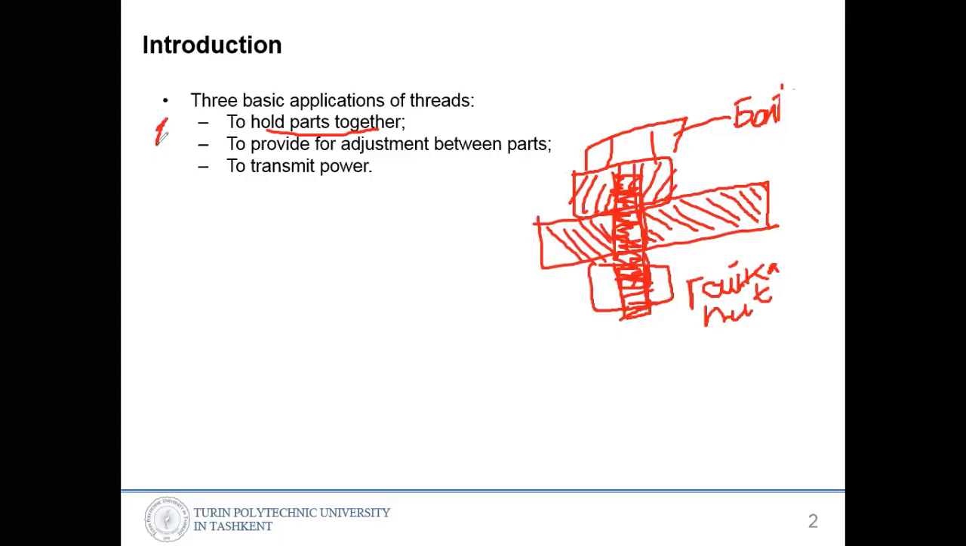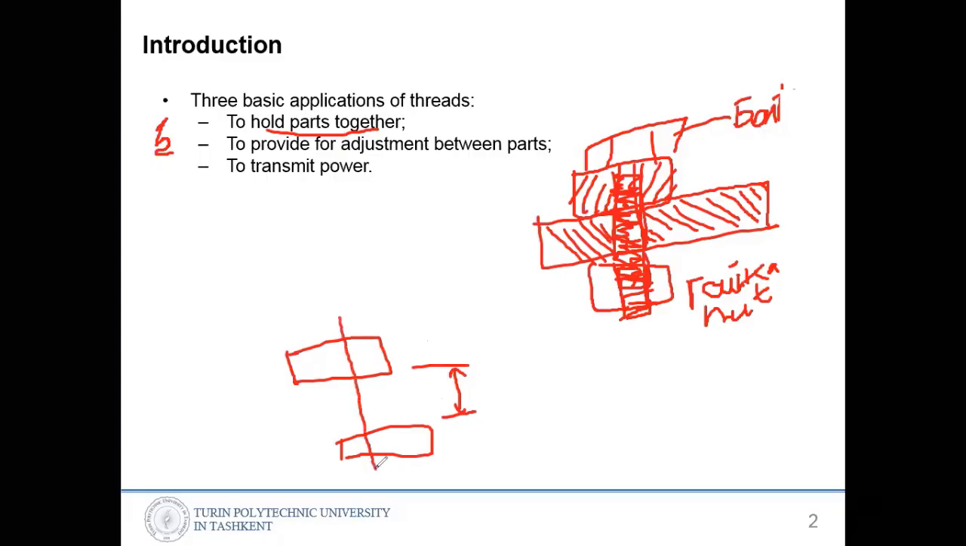The second thing is to provide for adjustment between the parts. If you have two parts, and you need to hold these two parts at some distance, this distance should not be changed. You have to keep this distance. You have to hold it, you have to fix it.